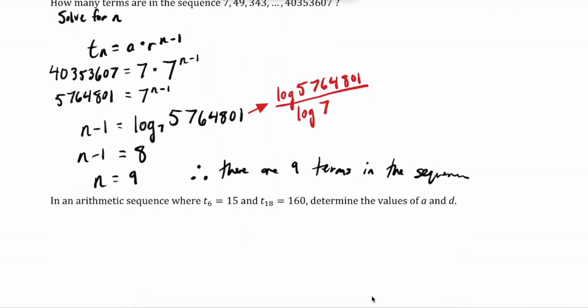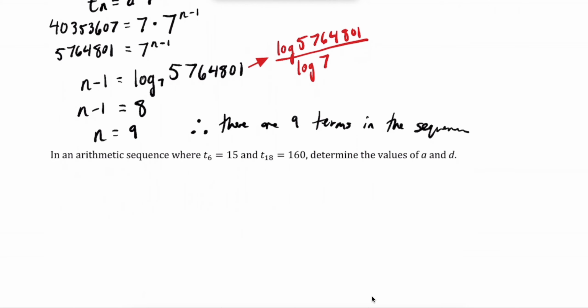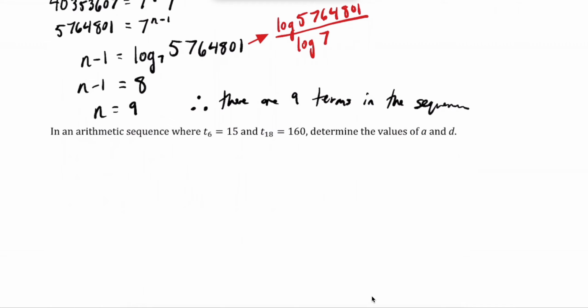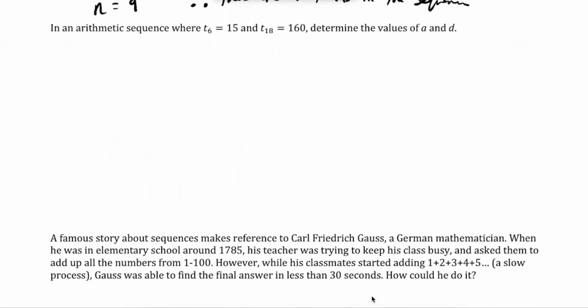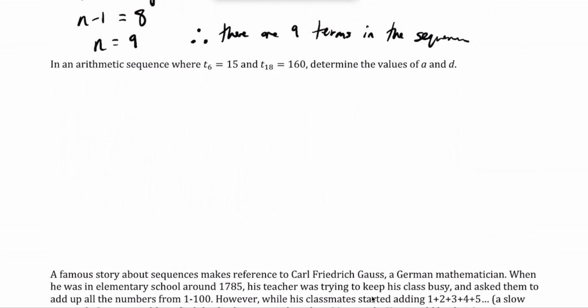Okay, let's try another one with a little bit of algebra. So in an arithmetic sequence where T6 equals 15 and T18 equals 160, determine the values of A and D. So in this particular case, I've told you it's an arithmetic sequence. So I'm going to start by writing my formula down. A plus n minus 1 times D. And of course, if you'd like to tackle this one on your own, once again, please feel free to pause the video. There are more examples like this in the homework for you to try too.